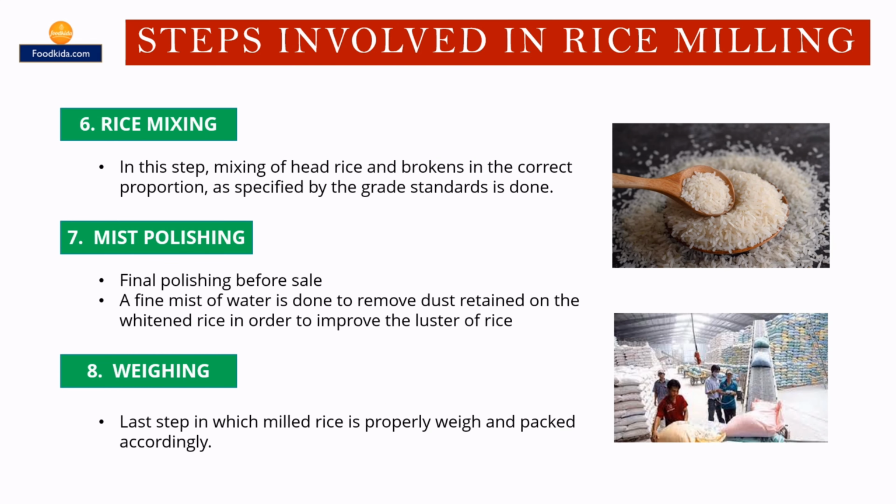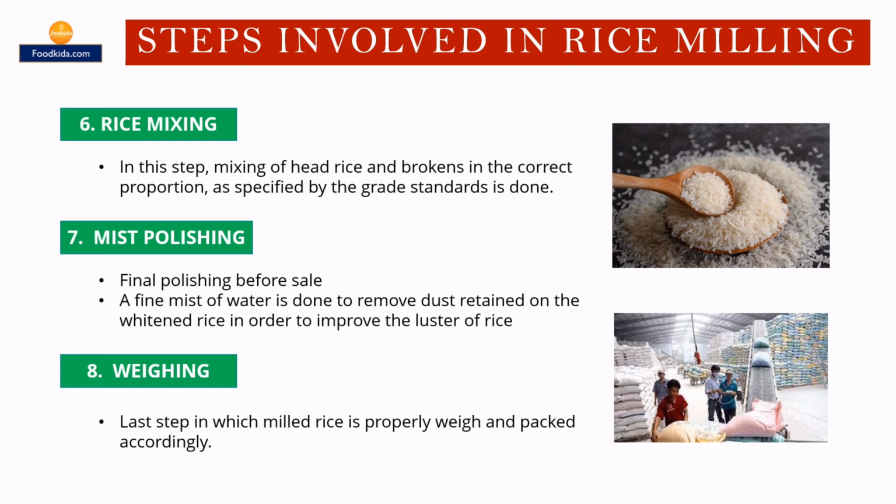Now the next step is rice mixing. In this step, proper blending of head rice and broken kernels is done in the correct proportion depending on the country's standards. Now the next step is mist polishing. We can say that it is a final polishing before sales. Here the final polishing of rice is done using a mist of water in order to remove the dust which is retained on the whitened rice, in order to increase the luster of the rice.